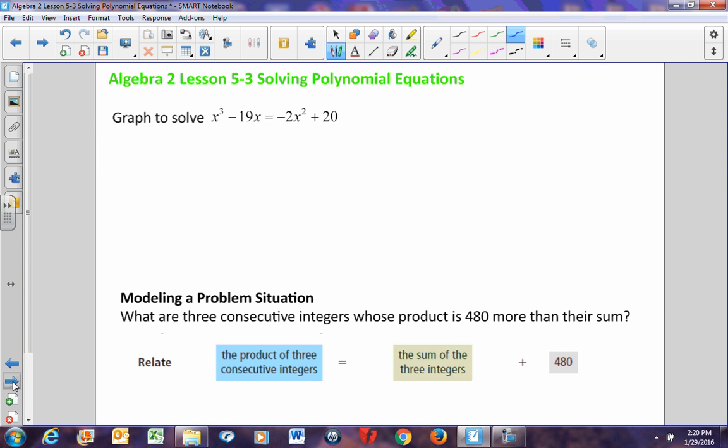Okay, we're going to graph to solve x cubed minus 19x equals -2x squared plus 20. The first thing I'm going to do is move everything to the left side. So I have x cubed plus 2x squared minus 19x minus 20, because I always like it in descending order of the variable. Then I'm going to put this in my calculator. I will just get a new graph, and put in x to the 3rd power plus 2x to the 2nd power minus 19x minus 20.